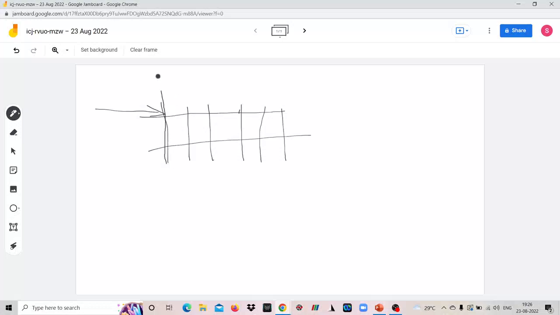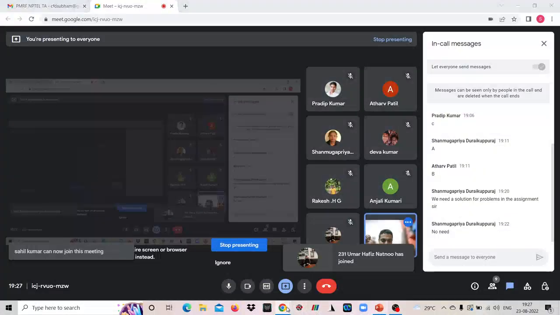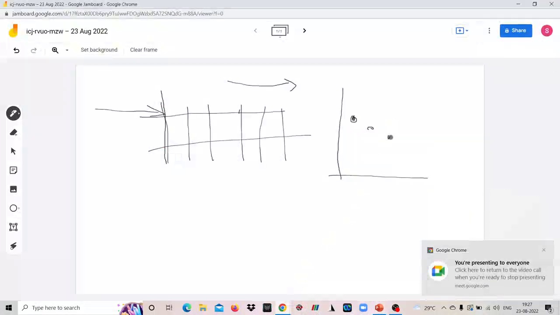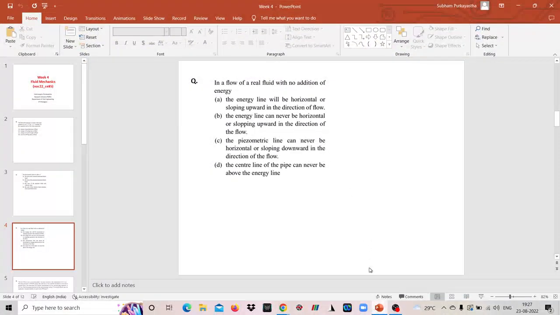So, if you plot on a graph the total energy value with respect to the horizontal location on the pipe, and the flow direction is this one, then the energy on the upstream section will be higher, and if you move downstream, it will be lower. Again, further downstream, it will be still lower. So it will be something like this. If you connect all these dots, you will get the total energy line. Similarly, if you do it for only the piezometric head, you get the hydraulic grade line.